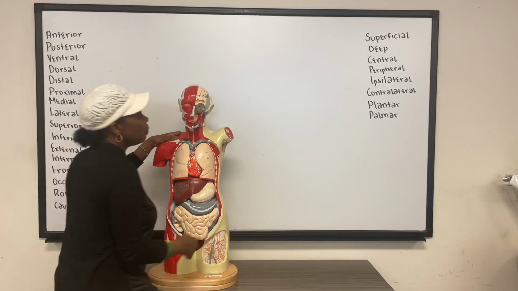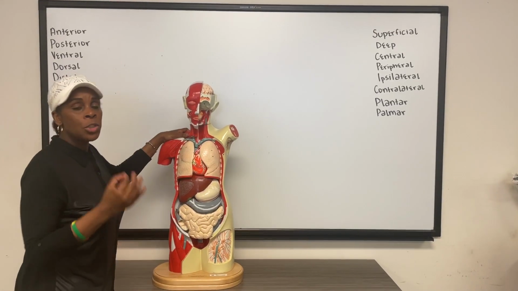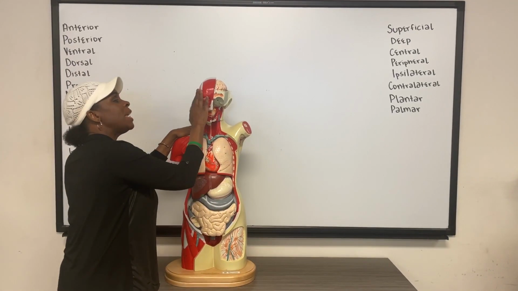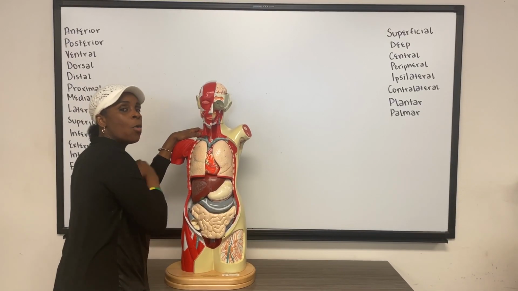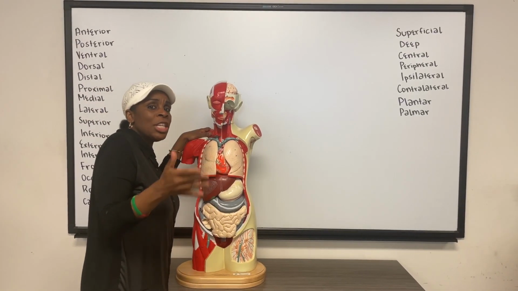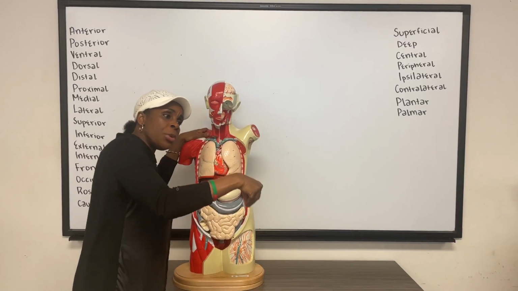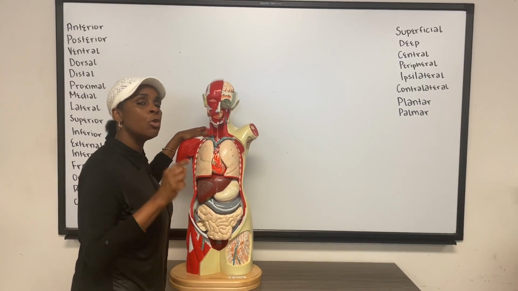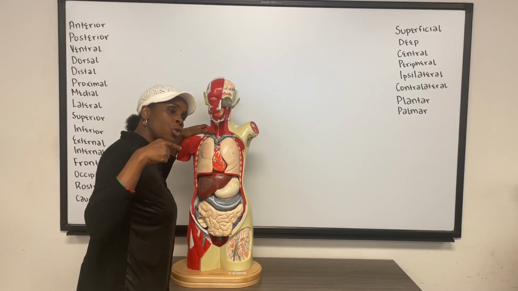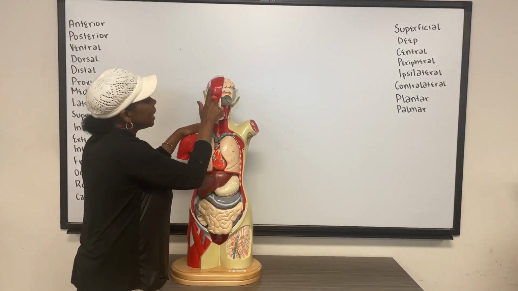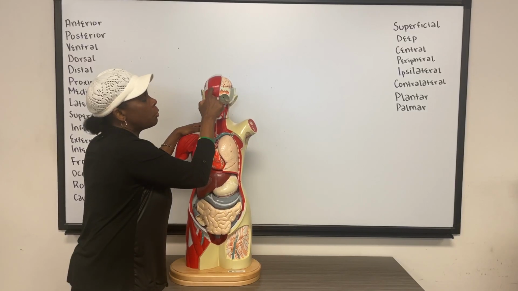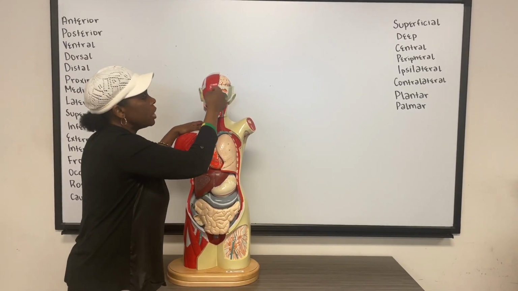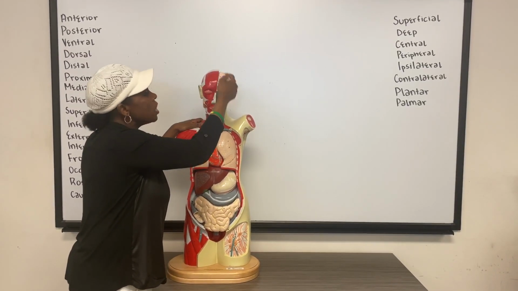Then we have superficial and deep. Superficial means on top, and deep means inside. Now, when you think about it, external and internal could be inside something and outside something, but superficial and deep could be the same organ but going through it. For example, the top of the skin here is superficial to the muscle, the muscle is superficial to the bone, and the bone is deep to the muscle.